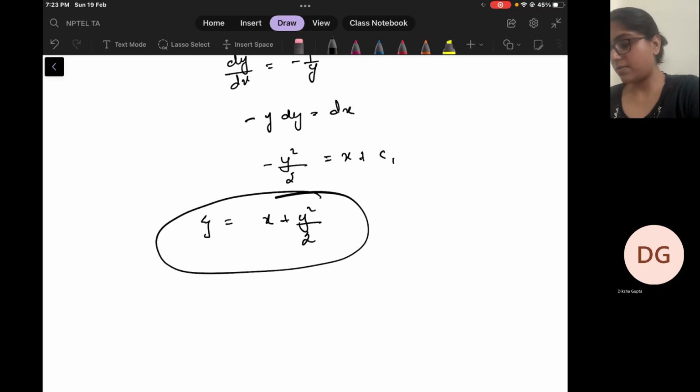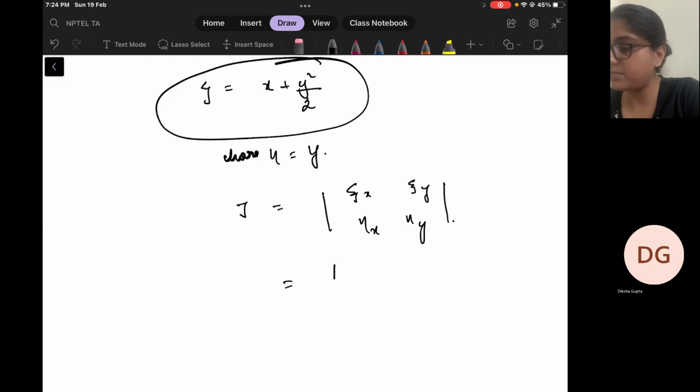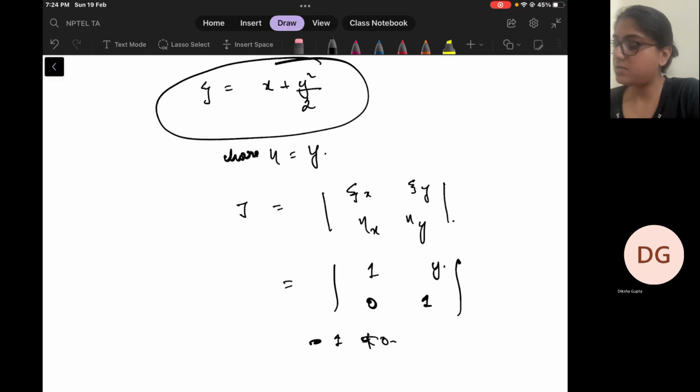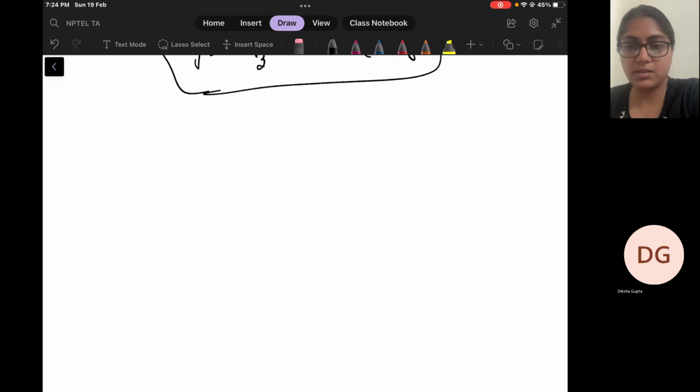Now from here we have only gotten one characteristic, hence one function ε(x,y). For the second function, we'll choose η such that the Jacobian matrix is non-zero. So we'll choose η to be y. If you calculate now the Jacobian, which will be ε_x, ε_y, and η_x, η_y, which will be 1, y, 0 and 1, the determinant is equal to 1, which is non-zero. So we can choose this η. Epsilon is equal to y²/2 plus x, and η is equal to y.